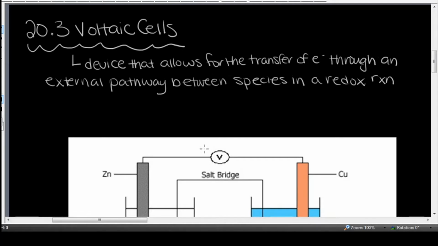So this diagram that you see down below is a diagram of what we call a voltaic cell. It's also known as a galvanic cell. Those are synonymous. And the other term we often just use is electrochemical cell.